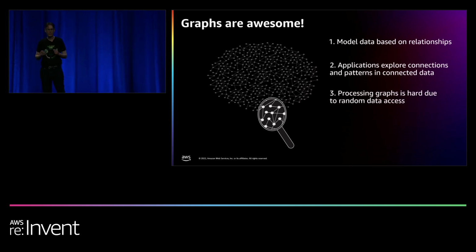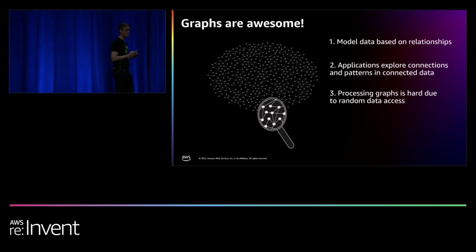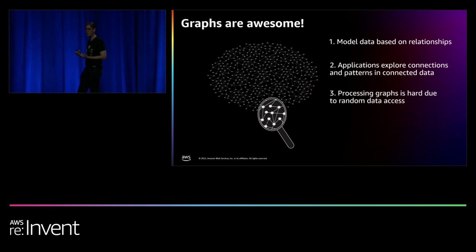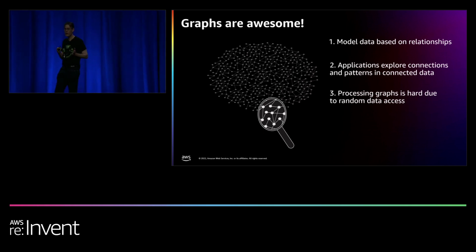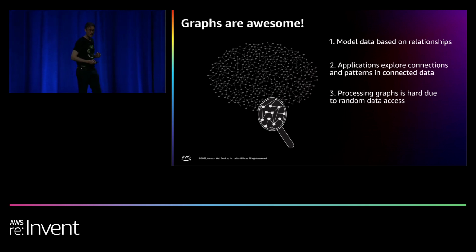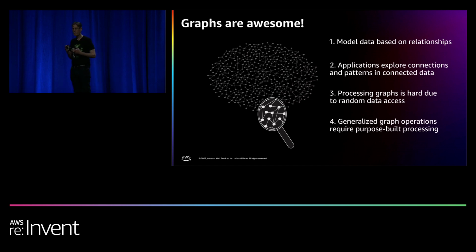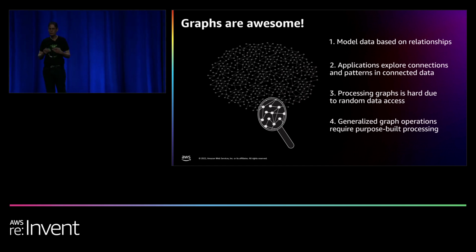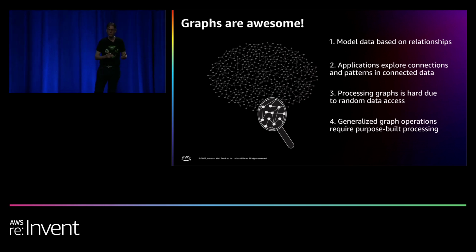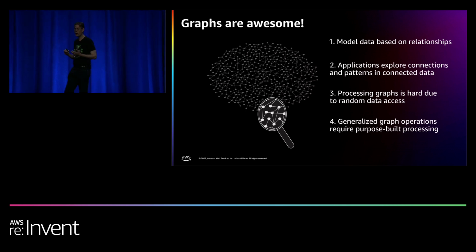The third is that processing graphs is hard. Graphs tend to have random data access patterns. If you think about starting at any particular node in a graph and going out a couple of hops, it's very hard to use the same kind of data processing techniques that you use to get good locality for your data in other kinds of data models with graphs. And lastly, if you have applications that need to do generalized graph processing, you really need to look at a purpose-built data store that's optimized for doing graphs.